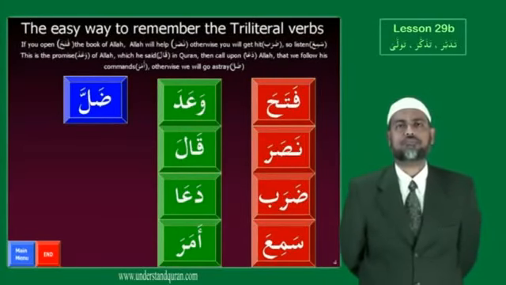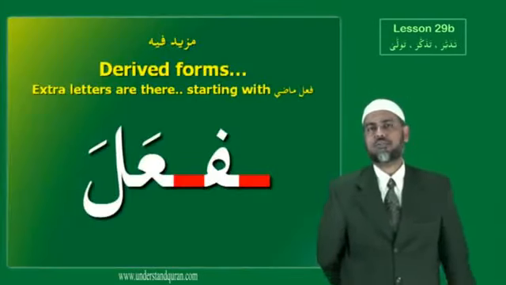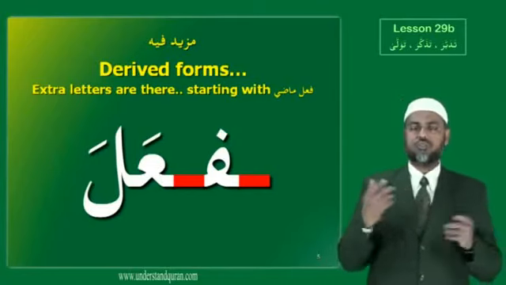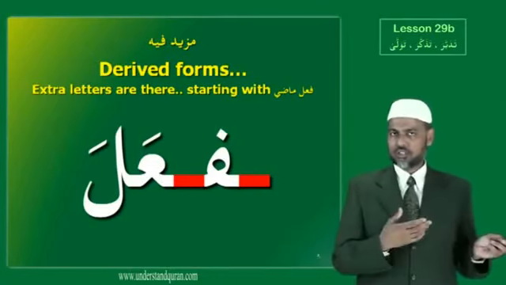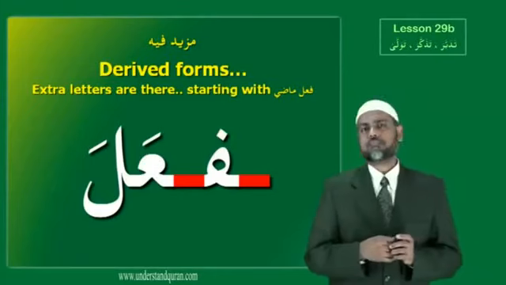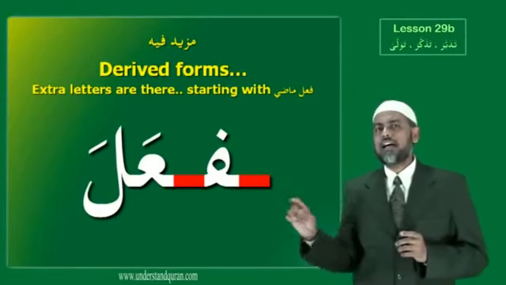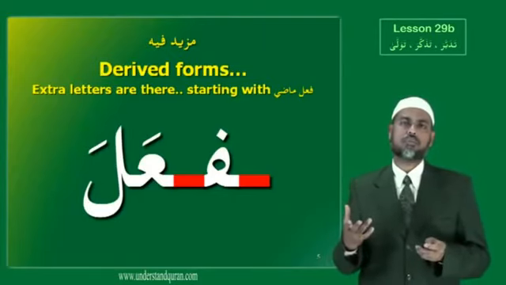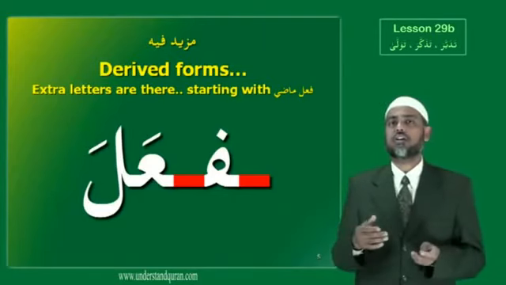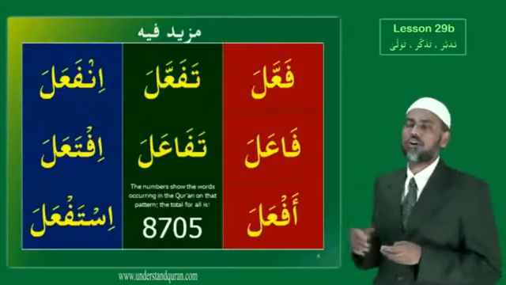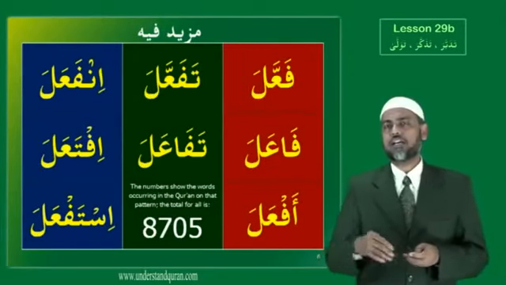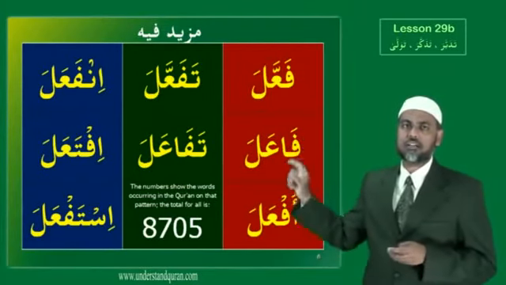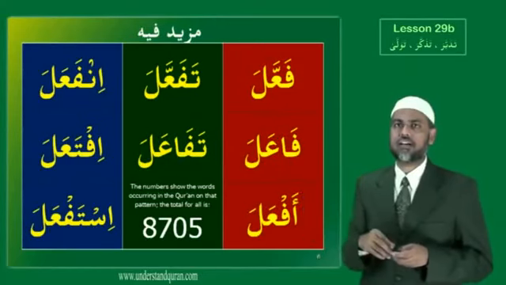Just like in English, you can make derived forms in Arabic also. In English we have search, research, do, redo, motivate, demotivate, and so on. So we can add extra letters and make derived forms giving extra meanings. So we have 8 common derived forms in Arabic. They are fa'ala, fa'ala, af'ala, tafa'ala, tafa'ala, infa'ala, ifta'ala, istaf'ala.